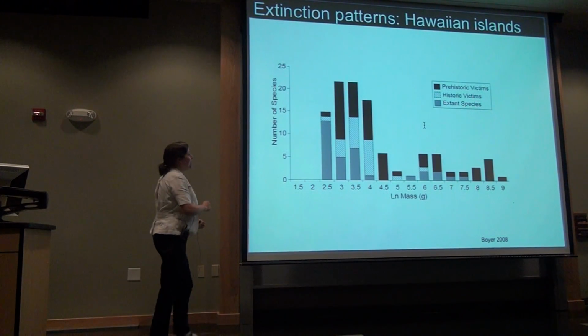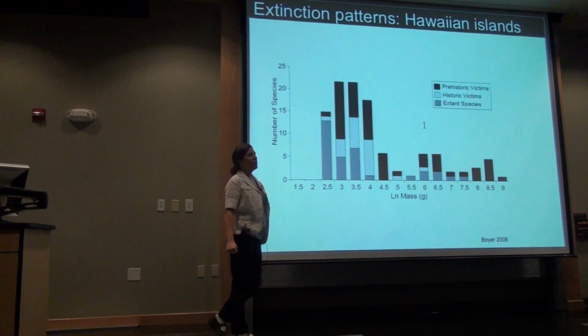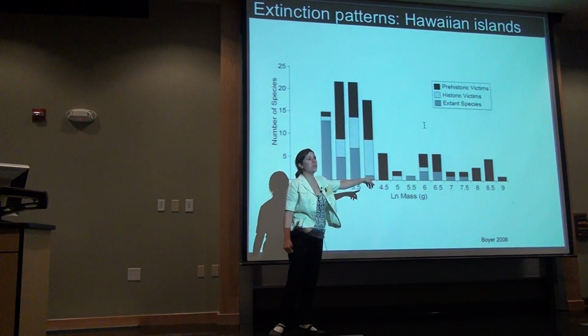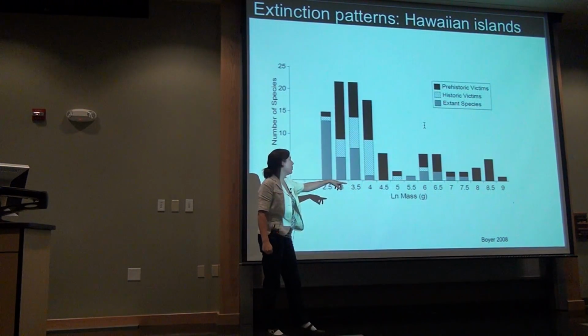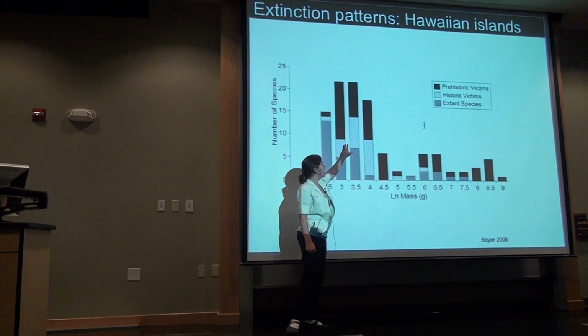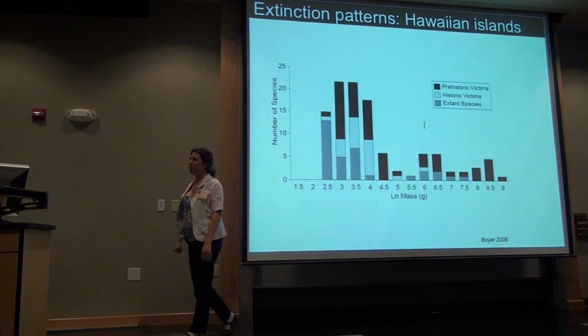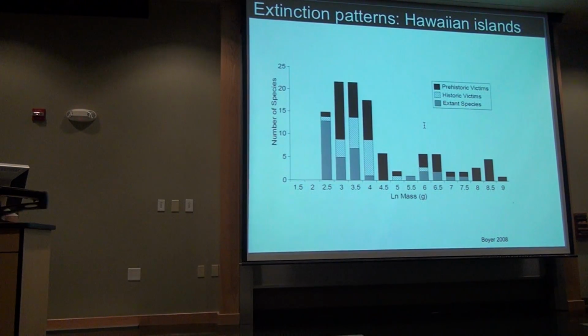And what you can see here is that these extinctions don't appear to be random with respect to body size. In fact, all of the largest birds went extinct prehistorically. And historic extinctions tended to focus more on these medium-sized species over here. So it leads to some interesting questions.